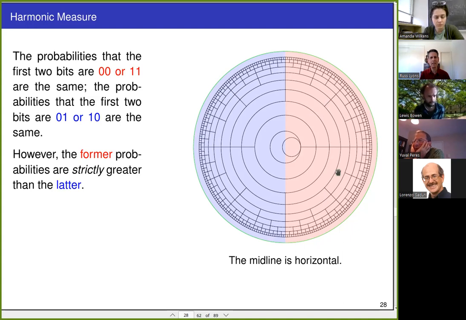I claim that these have strictly greater probability than those. The ones on the right are strictly greater than the ones on the left. Why is that? Anyone have an intuition?